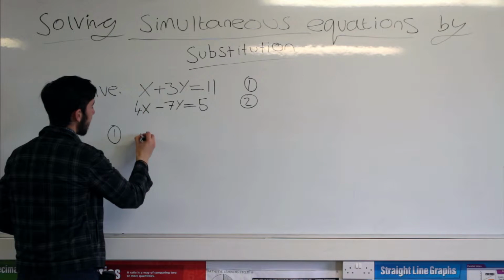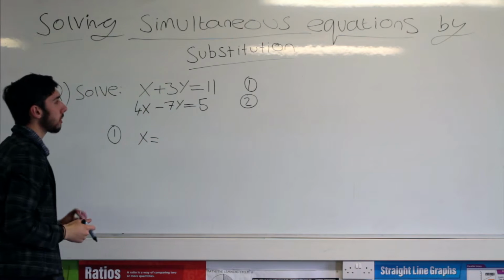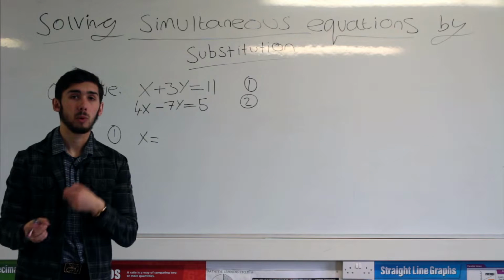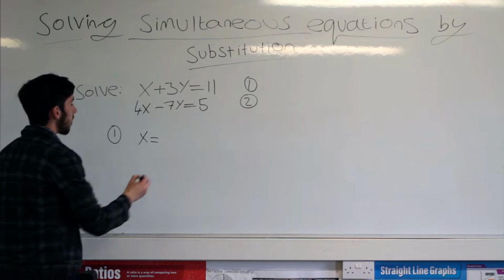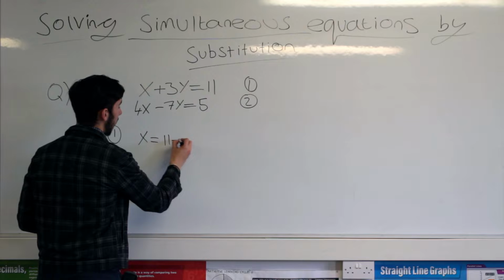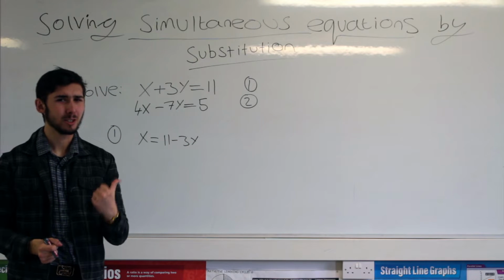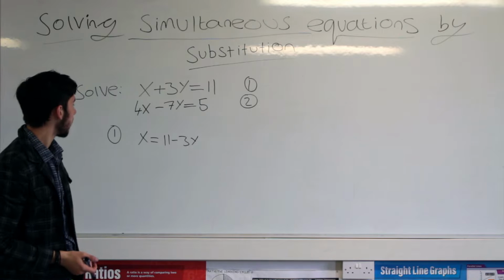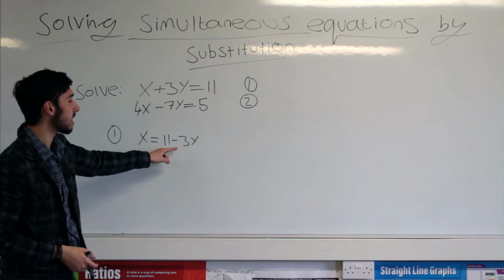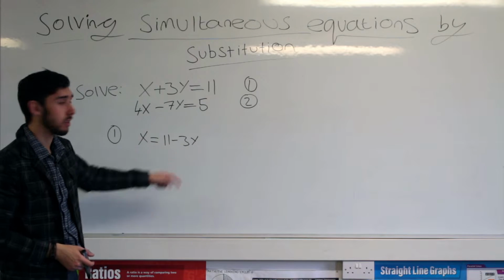So I'm going to write x equals, and now I'm going to take 3y away from both sides. So x is equal to 11 minus 3y. Boom. So I actually know what x is in terms of y. Every time I see an x, I know that's actually equal to 11 minus 3y, okay?